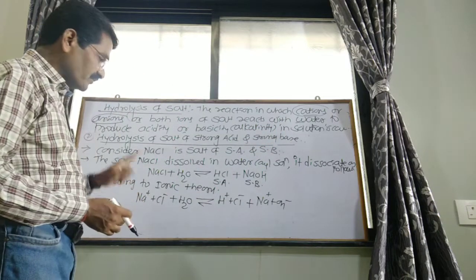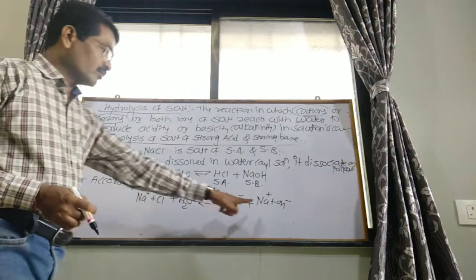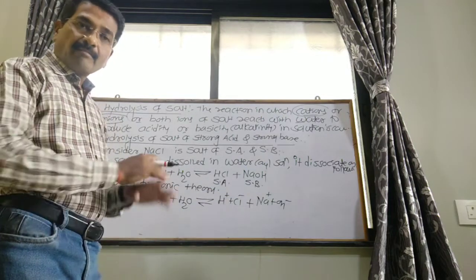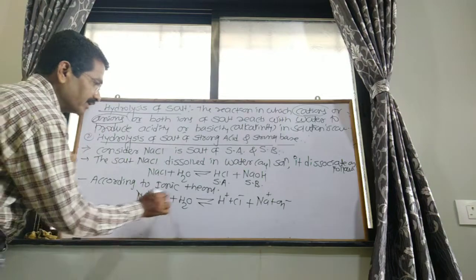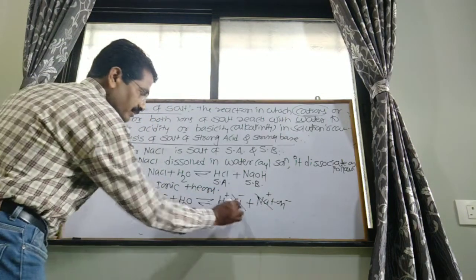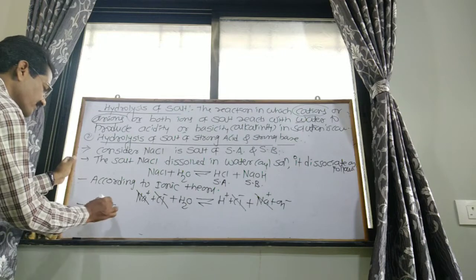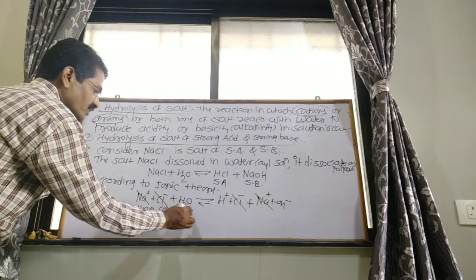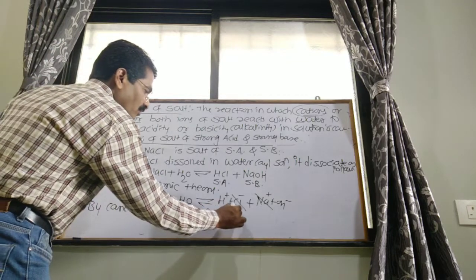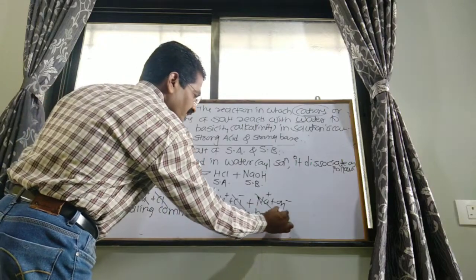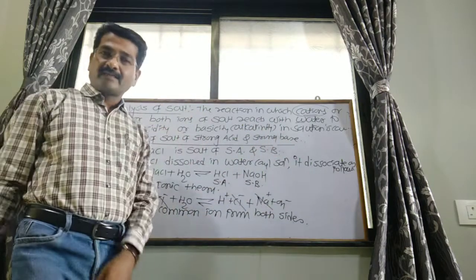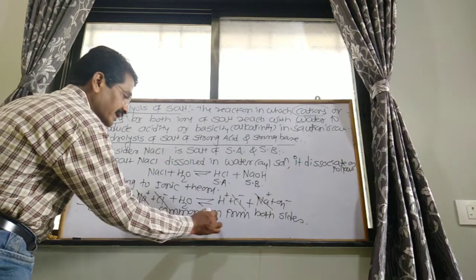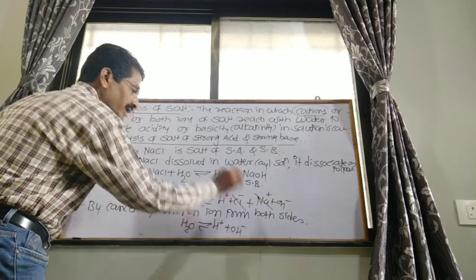In this equation, which are the common ions? Na plus on both sides, then Cl minus, chlorine ion, on both sides. By cancelling the common ions from both sides, Na plus and Cl minus, we get H2O, then H plus, OH minus.